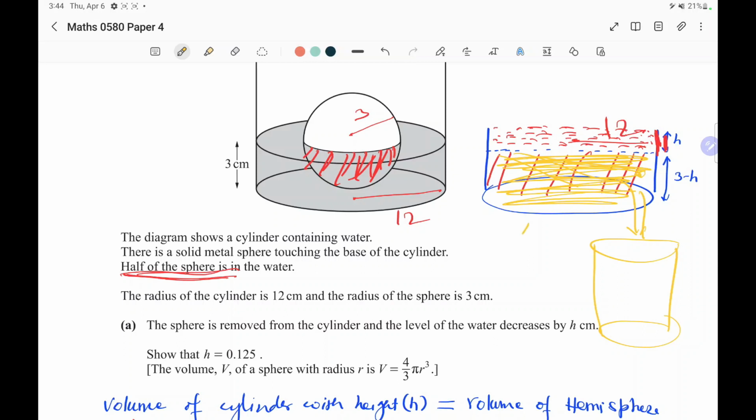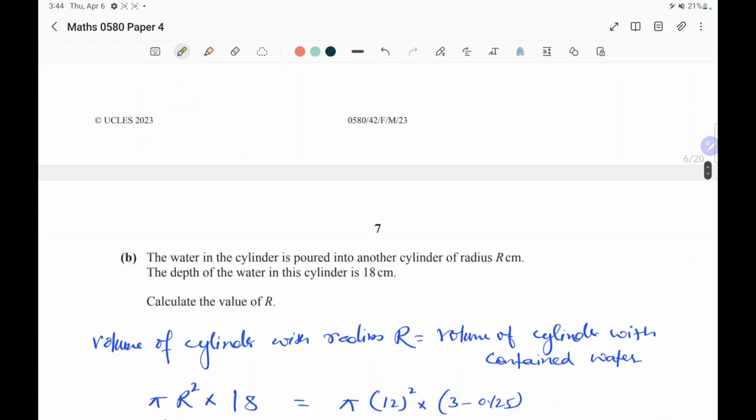So what's the capacity of water here? You can find pi r square h, but h means height. This time your height is not h, your height is 3 minus h, right? And suppose here you have radius capital R. So this water is coming over here. So this volume and this volume should be the same.